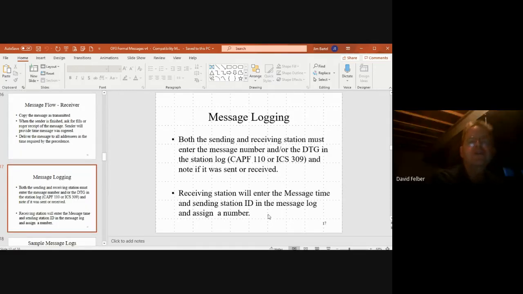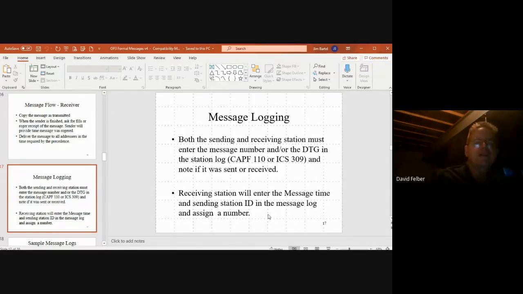In message logging, both the sending and receiving station must enter the message number and/or date time group in the station log, either a CAP form 110 or ICS 309, and note if it was sent or received. Most of the time you'll have one of those logs. It'll usually be a CAP form 110 unless it's a multi-agency mission, then you'll probably use an ICS form. The receiving station will enter the message time and the sending station ID in the message log, and they will assign a number to the message.